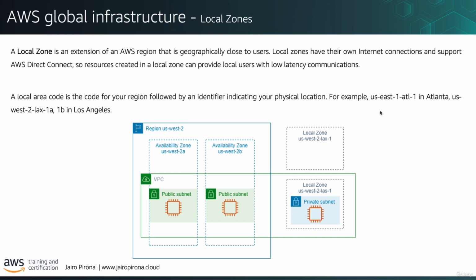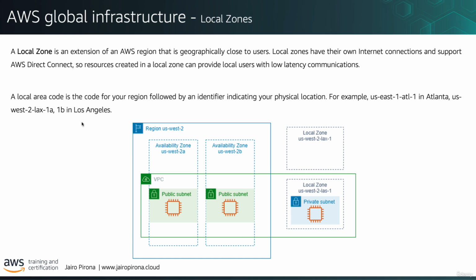Each local zone is represented by an AWS region code followed by an identifier indicating a physical location. For example, the Atlanta local zone is represented as US East 1 ATL 1A. This is because the Atlanta local zone is linked to the Northern Virginia region, whose region code is US East 1. Similarly, the Los Angeles local zone is represented as US West 2 LAX 1A and 1B, and this is because the Los Angeles local zone is linked to the US West region, Oregon, whose region code is US West 2.